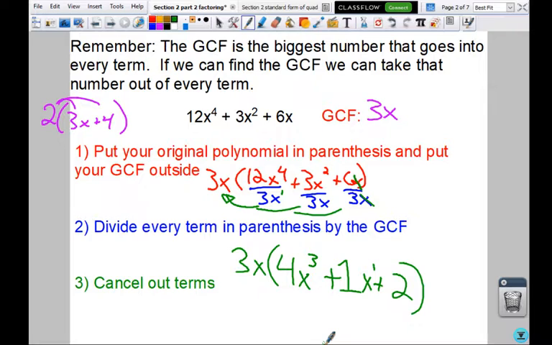So this is actually all we are doing today. We are just going to practice factoring out. So we're going to do a couple, then you guys are going to do some, that's it.